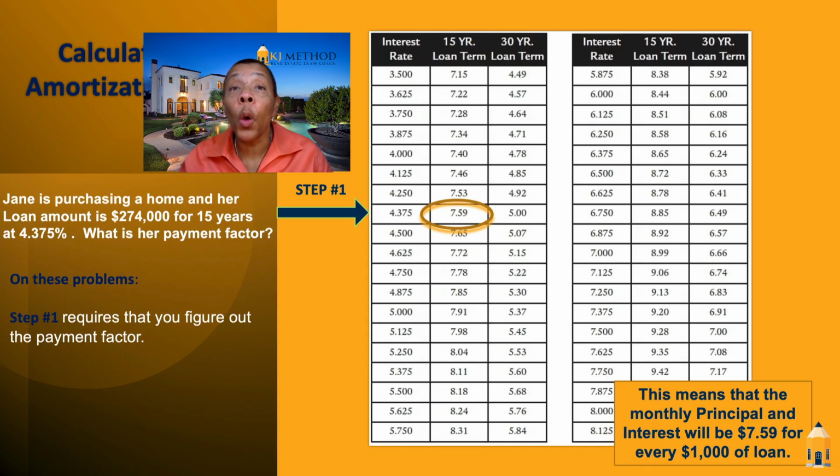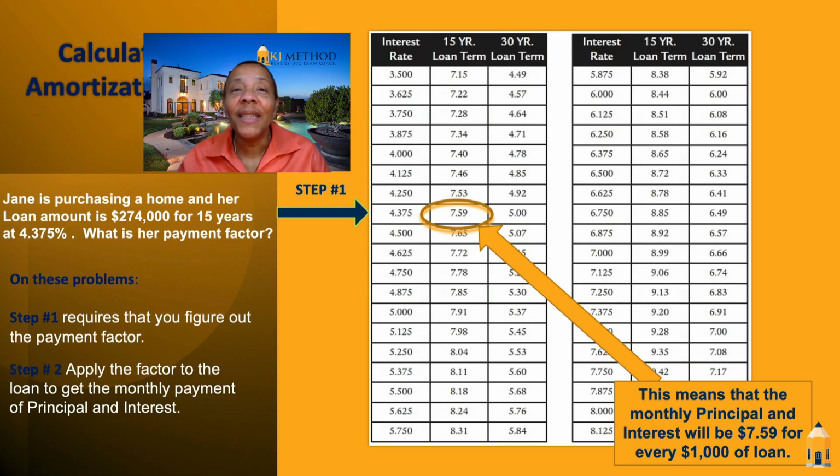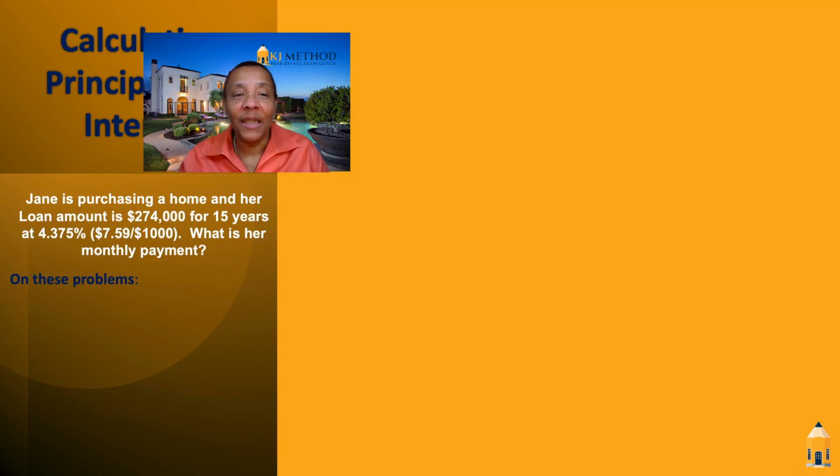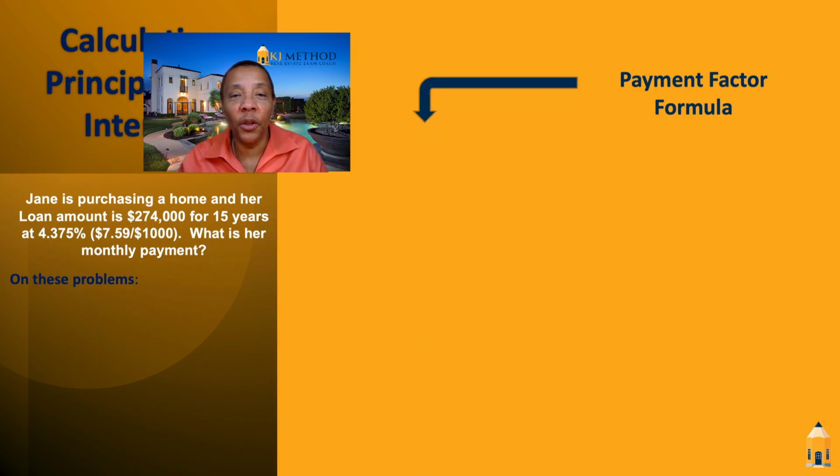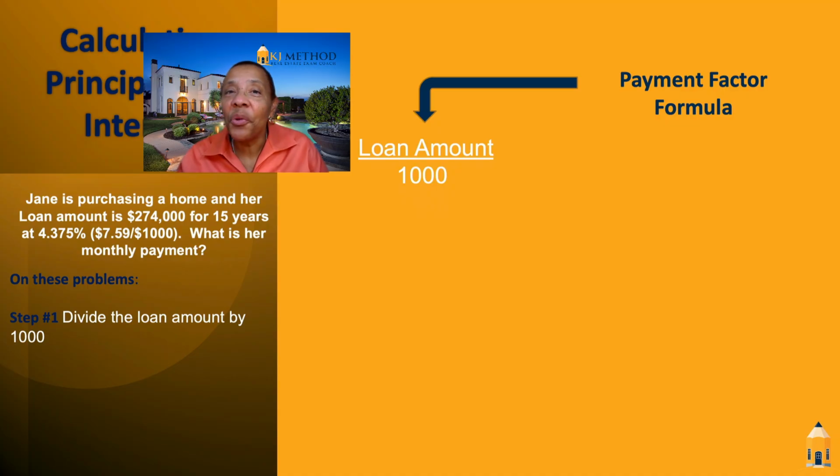Okay, let's think about what that means. If it's $7.59 for every 1,000 of loan, why don't we figure out how many thousands are in the loan? If we do that, we could just multiply it by 7.59. Let's see how this works. We're going to apply that factor to get the payment. She's purchasing this home, and we figured out the 7.59 per 1,000. So it makes sense: take the loan and divide it by 1,000. If you want to know how many of something is in there, divide by that thing. Remember when we did the acres? We wanted to know how many acres, so we divided by acres. Well, we want to know how many thousands, so let's divide by thousands.